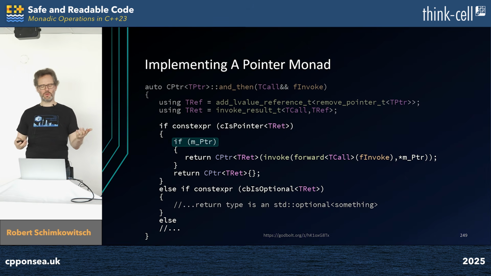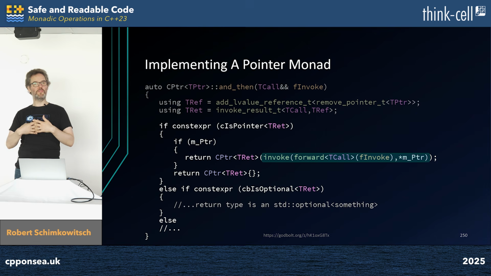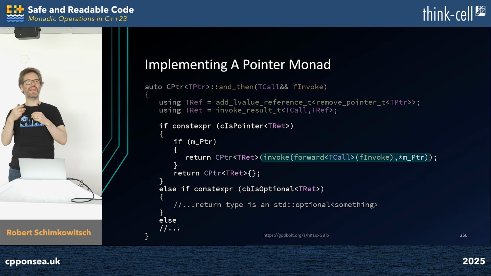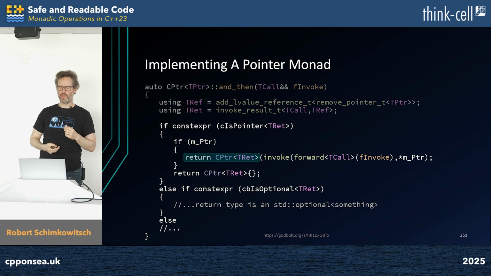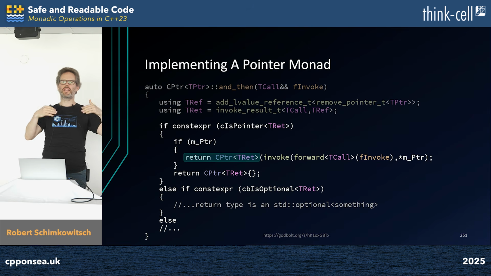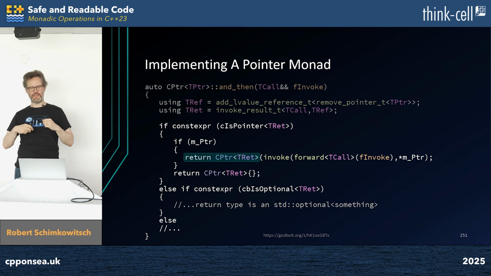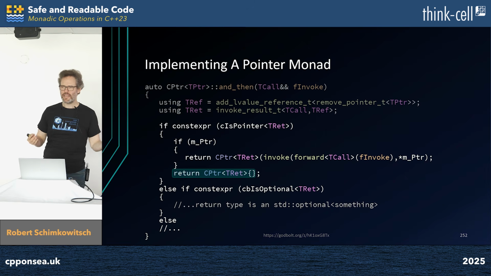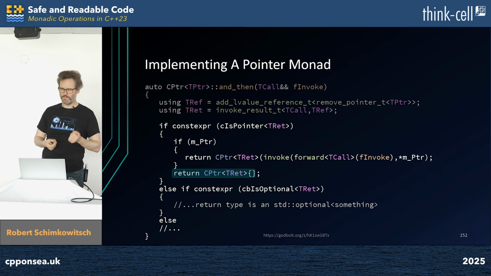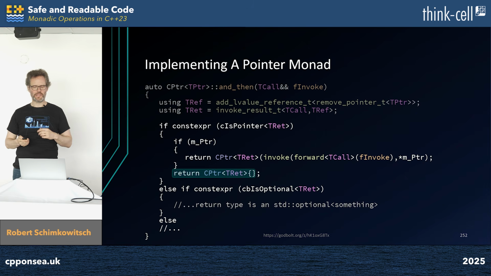So we check our own pointer. If it's valid, we invoke the callable. So we forward the callable and our dereferenced pointer. And then we wrap the return pointer into CPtr, so the next stage of the pipeline can immediately call and_then again. If the pointer is invalid, I return a null pointer version of my wrapper of the correct type.